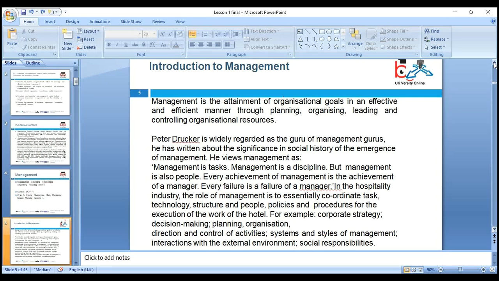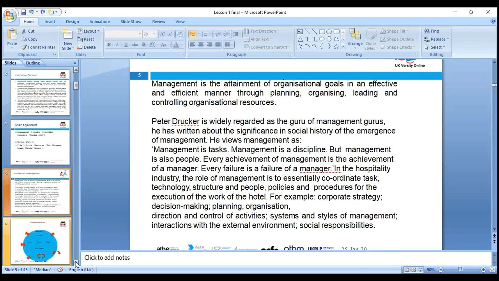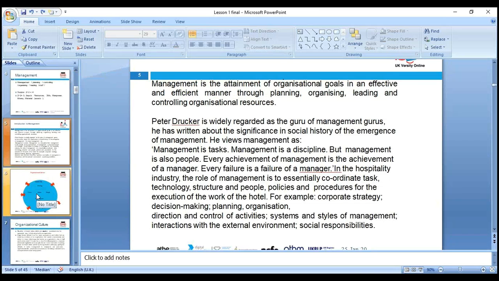In whichever industry we are, like the hospitality industry, the role of management is essential. It coordinates tasks, technology, structure, people, policies, and procedures. So we need a corporate strategy and action plan. Managers make and achieve these for the organization. If we don't achieve them, we can't sustain the organization.